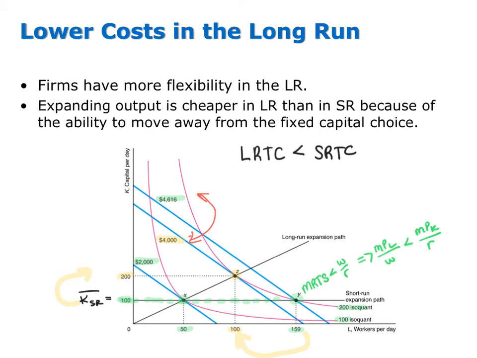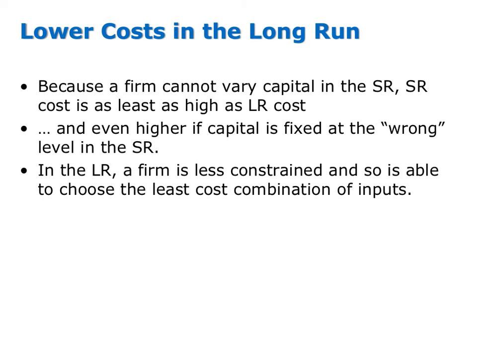Why is this? Well, because firms have more flexibility in the long run. In the long run, they have the flexibility to be able to find the cheapest combination of inputs to produce any level of output. But in the short run, they don't have this flexibility because at least one input is fixed and may not be fixed at the cost minimizing level. It is possible that capital is fixed in the short run at the level that the firm would have chosen in the long run. That is, it's possible for capital to be fixed at the cost minimizing level.